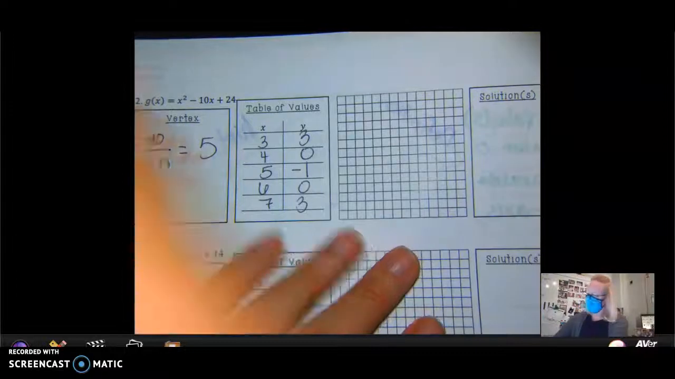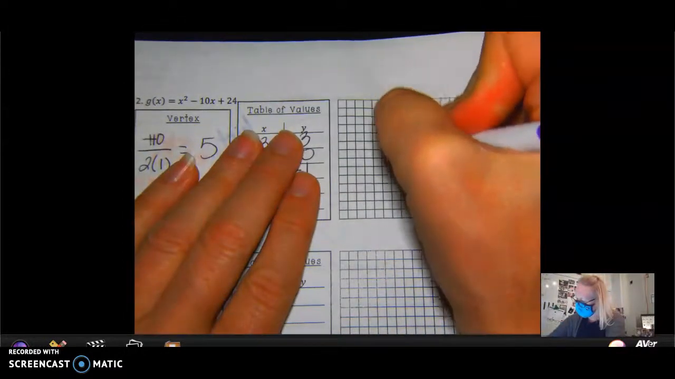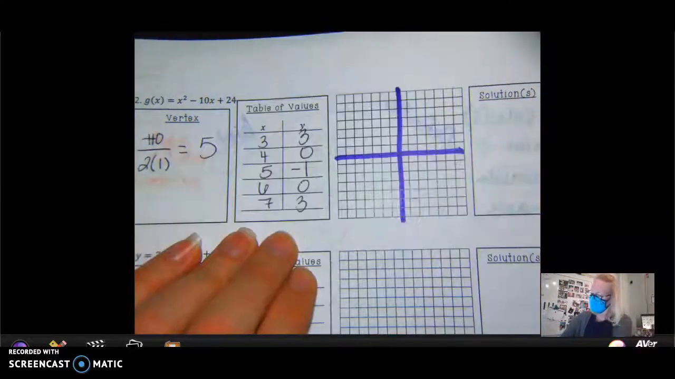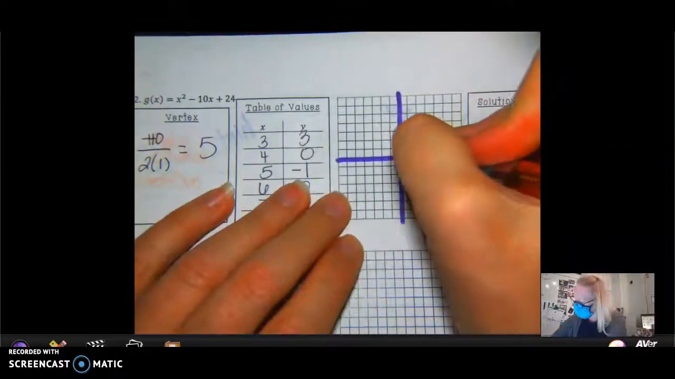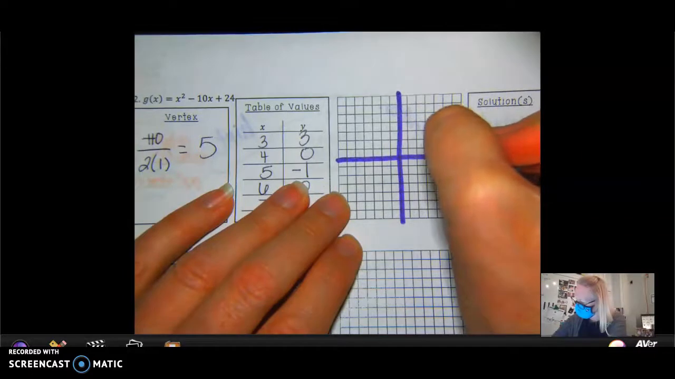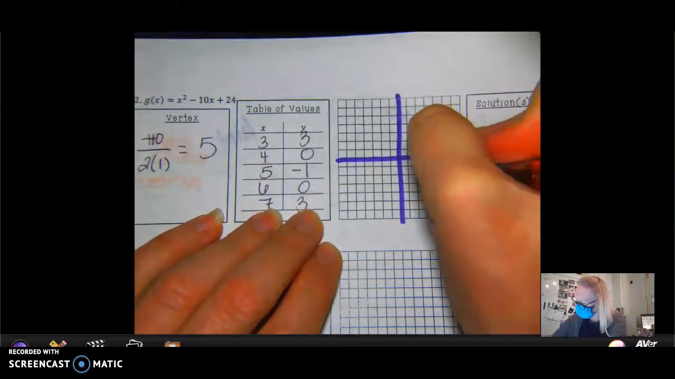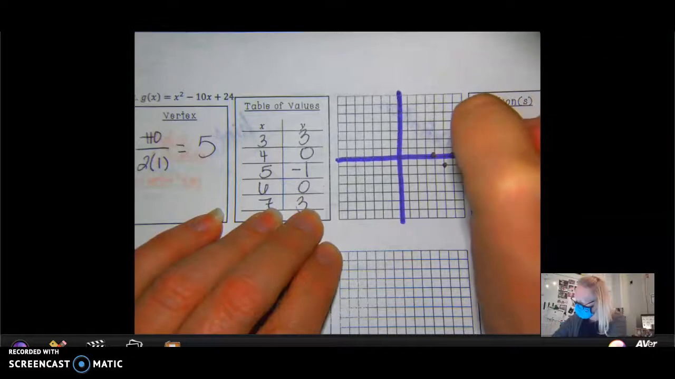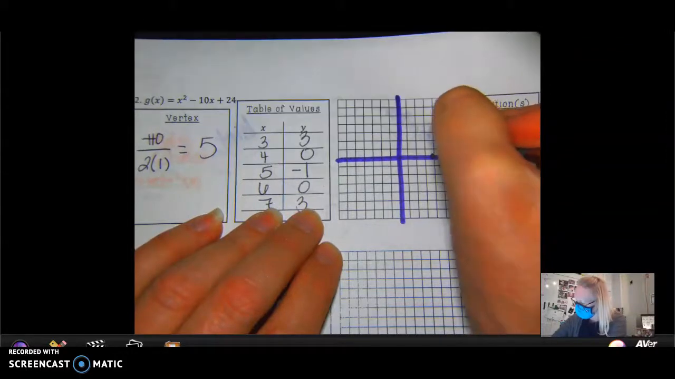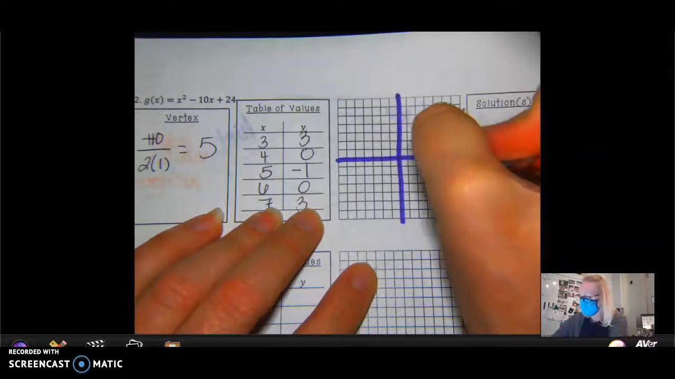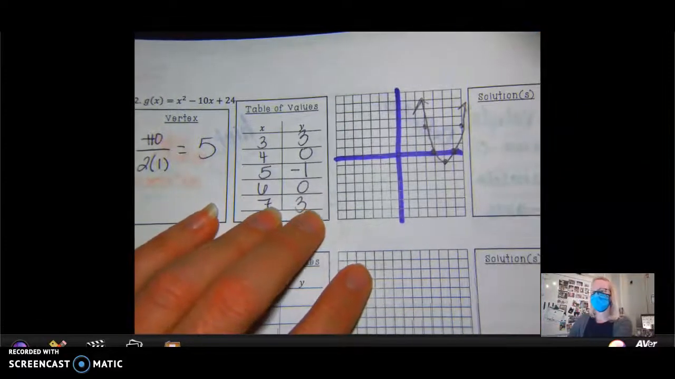Ooh, I need to draw my axes. Did you draw in your axes first? So 5, negative 1; 6, 0; 4, 0; 3, 1; a mirror image. So yes, it does have 2 solutions because it hits the x-axis in 2 spots.